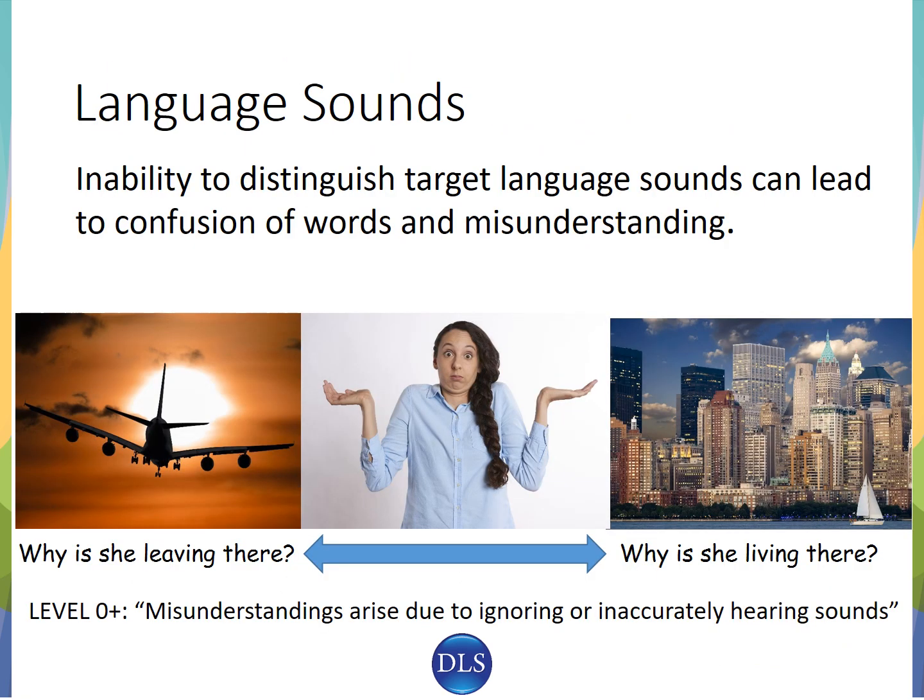Here's an example of how being unable to distinguish individual sounds can lead to misunderstanding in a real sentence. "Why is she leaving there?" And "why is she living there?" are two ordinary questions somebody might ask, but understanding which is said depends on distinguishing the vowel sounds in living and leaving. A level 0 plus listener might have trouble distinguishing which sound was said.